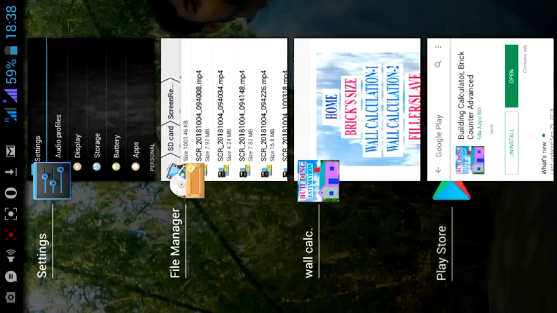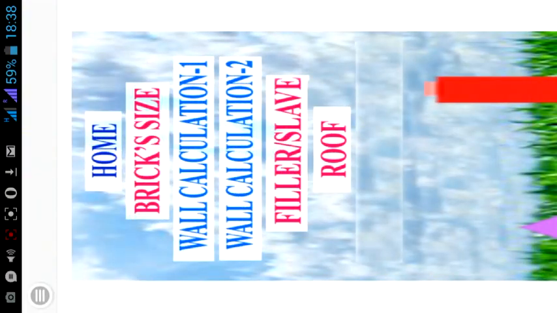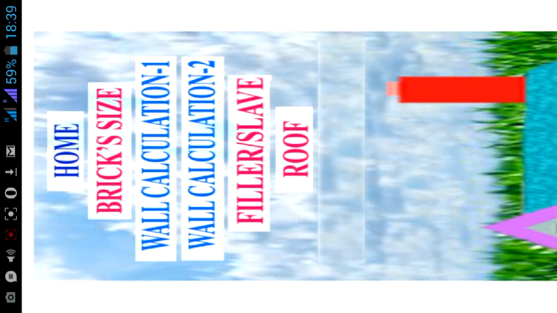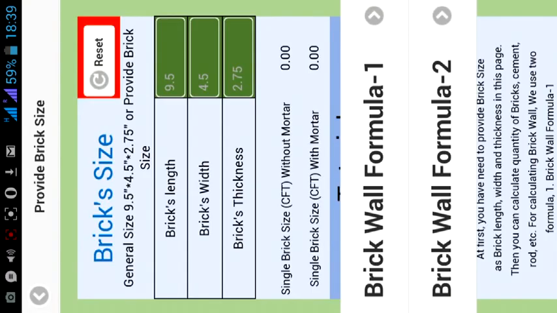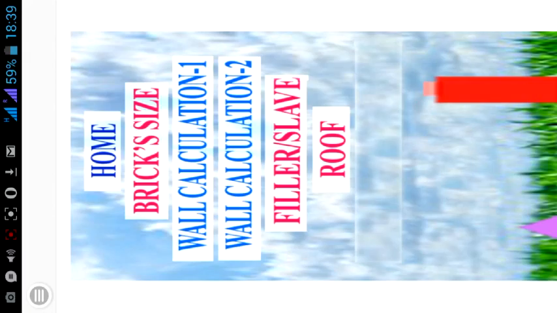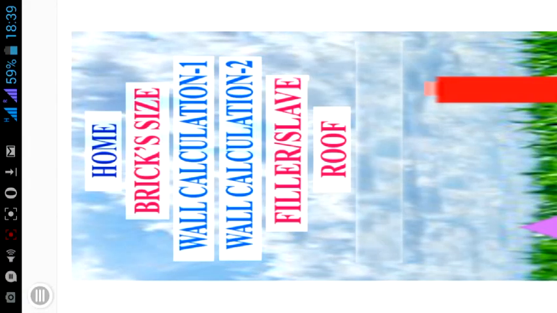After installing this application, you open it and you will see a calculate button. Simply press the calculate button, then you will see a new page with some options like brick size, wall formula 1, wall formula 2, slab or filler, and roof.